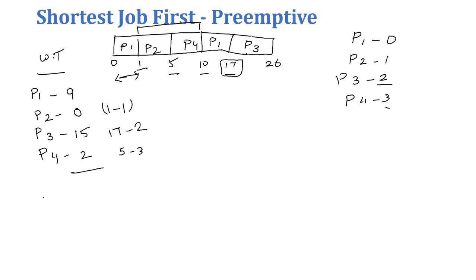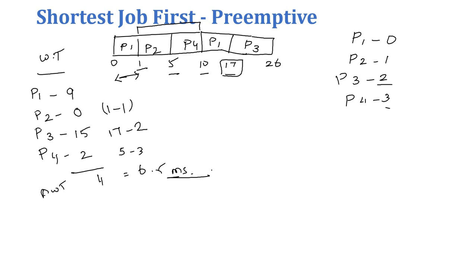Now, as usual, we have to calculate the average waiting time. You will get around 6 milliseconds. Similarly, we need to calculate the turnaround time, which is basically compared with the completion time. Like that, we can find the waiting time for the preemptive case.